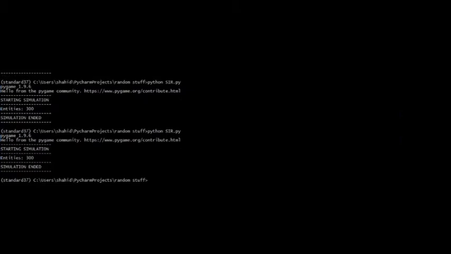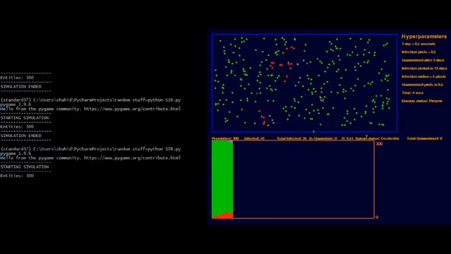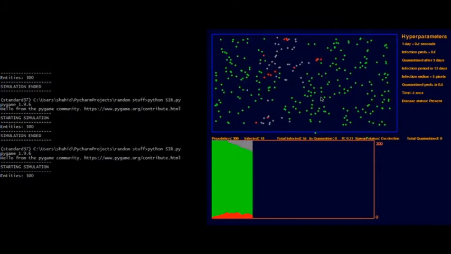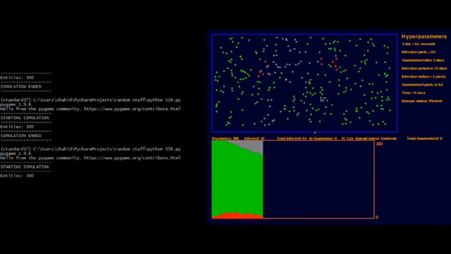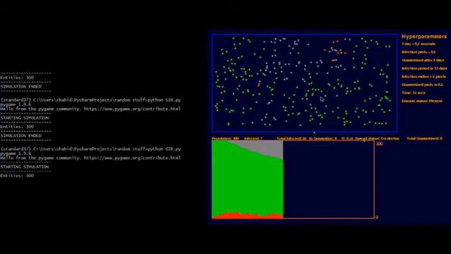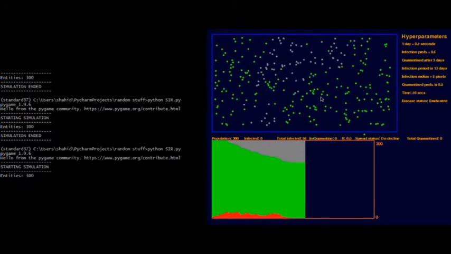Let's test it with something else. Now let's say only 80% of the population remains still, but 20% of the population still moves a lot, and see what happens. You can see a common trend here. The more I increase the number of people who travel, the more the infection spreads. That's kind of the basic pattern.